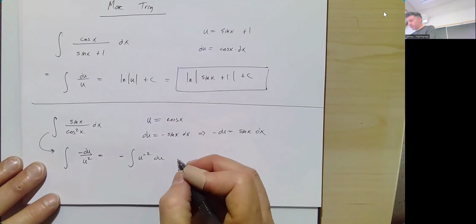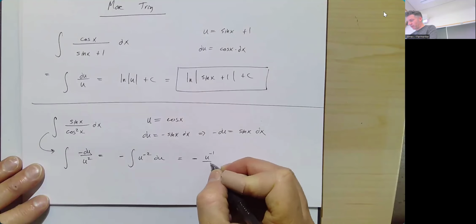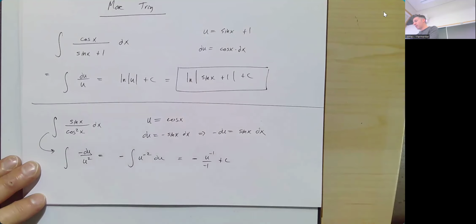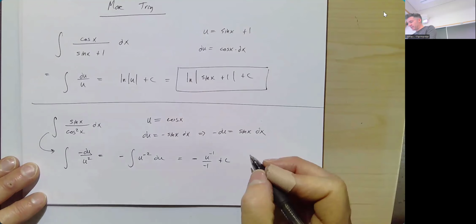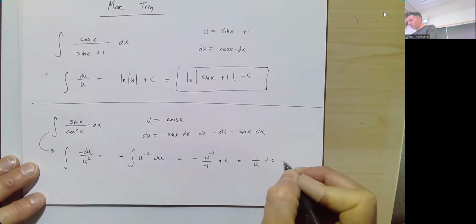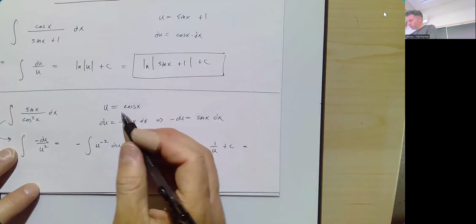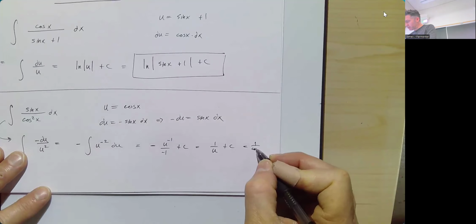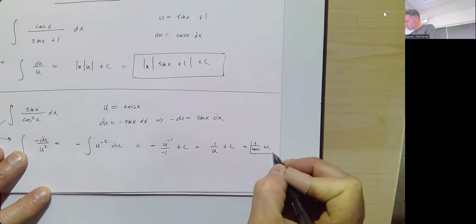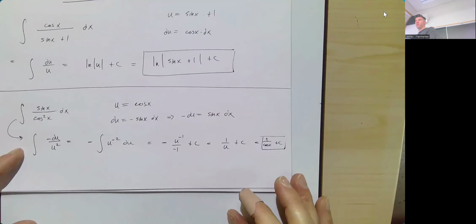And we're going to integrate. Negative, the integral of u to the negative second is u to the negative first divided by negative 1. And then we could rewrite this as positive 1 over u plus c, which then becomes 1 over cosine of x plus c, which is a perfectly fine way to do this, and probably the way I would recommend doing it.